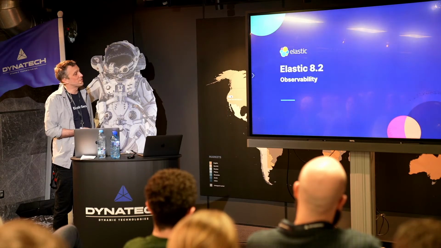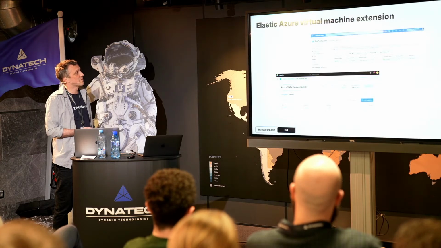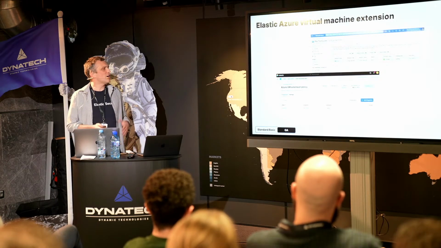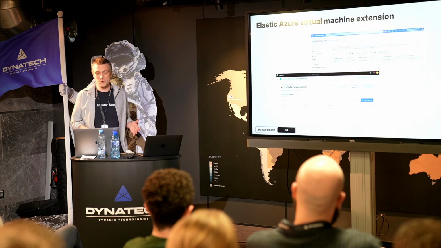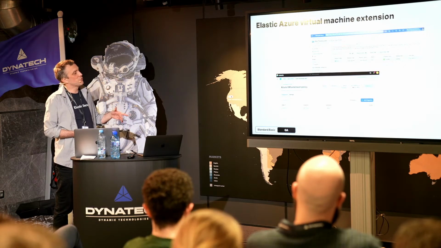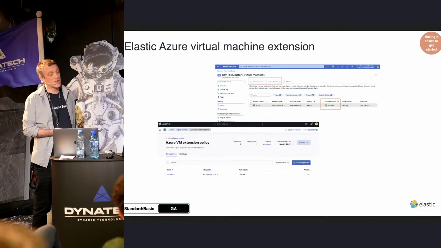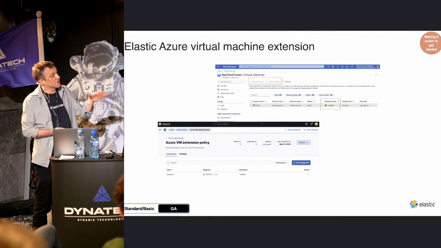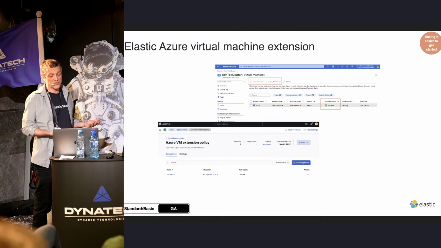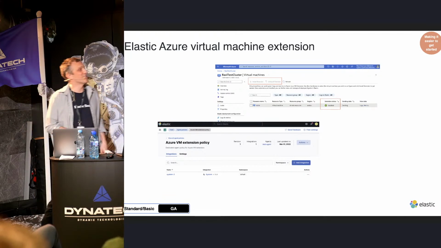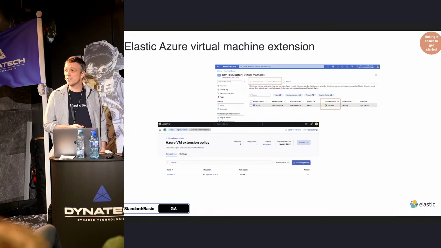Elastic 8.2, observability. I really like things that are nice and simple, and Azure VM extension is very nice and simple. If you get the Elastic Cloud on Azure and you get it through the marketplace, you can now have a native integration. So you just go there, you can see the Azure VM page. You can just set your Elasticsearch cluster to be the place where you want to send your logs, and they will go straight in. So this is a very nice and convenient feature.